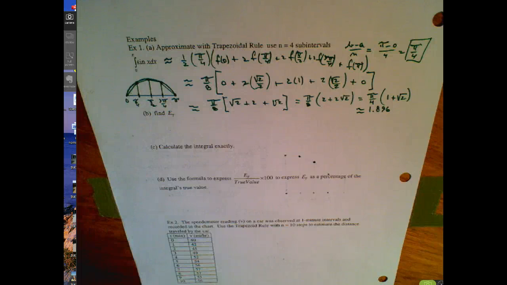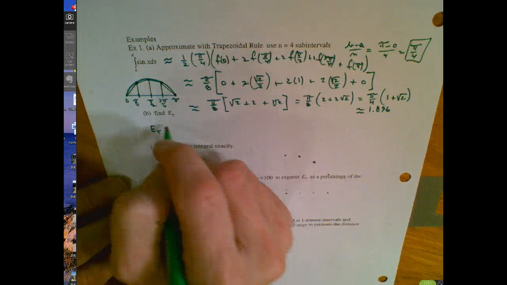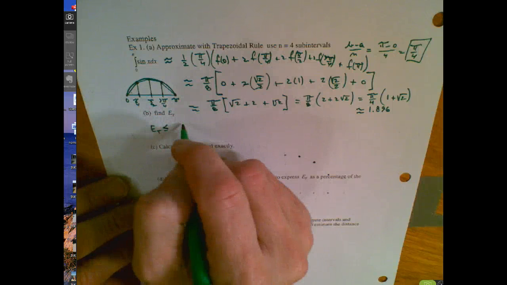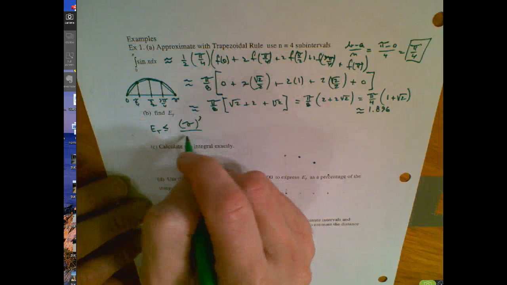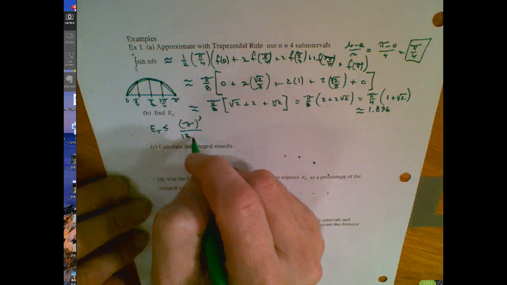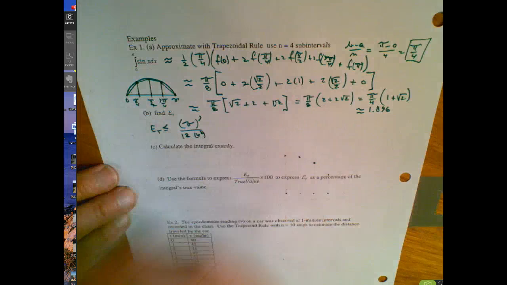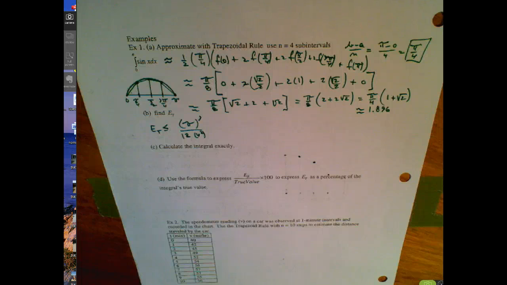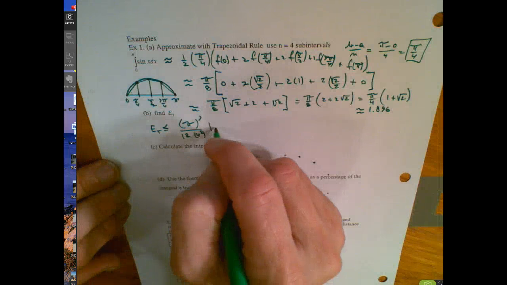Now, if we go ahead and find the error, so let's find E sub t, the error, it's going to be less than or equal to b minus a, which in this case is pi, cubed, over 12. In this case, n is now 4, so it's going to be 4 squared. And then the maximum second derivative. Well, we could examine this. The first derivative is cosine. The second derivative is opposite sine. The maximum of the absolute value of opposite sine would be 1.